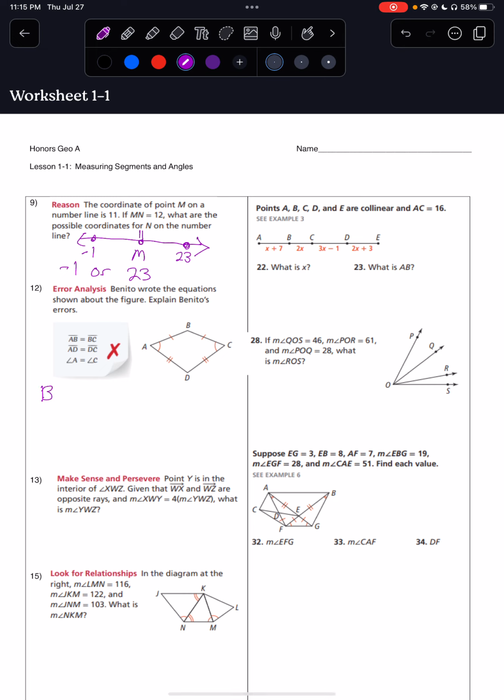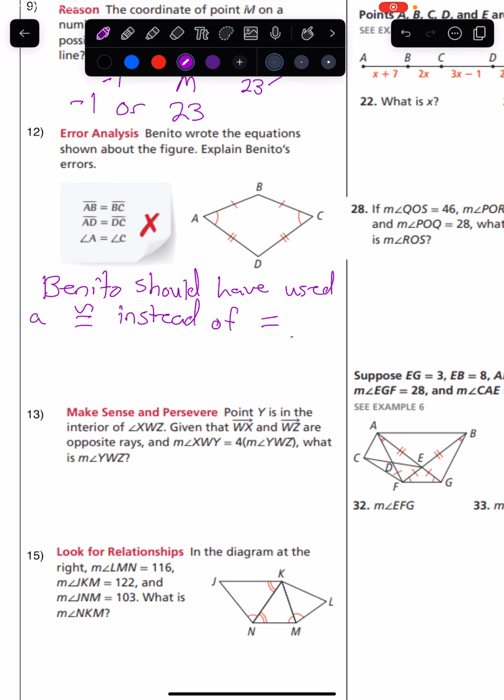So Benito should have used a congruent symbol instead of the equal sign. Number 13, point Y is in the interior of angle XWZ.